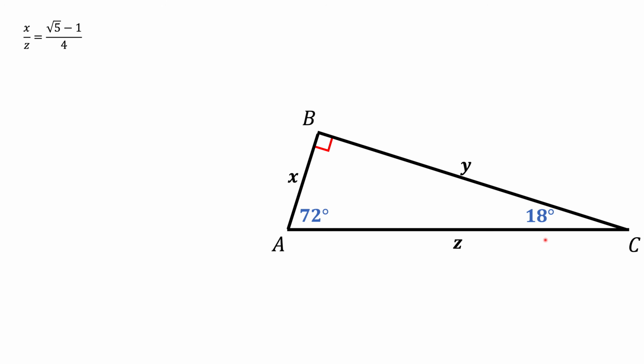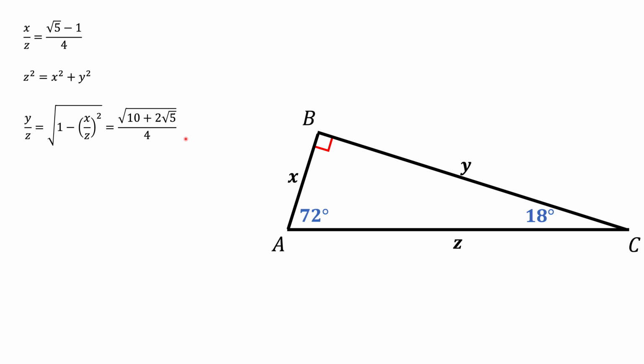So let's go back to our original triangle. Now we know the ratio of x to z. Now if we want to find the ratio of y to z, that's easy to do. We know Pythagorean theorem that relates the z, x, and y. We divide both sides of this equation by z squared, rearrange the terms, and we can find y over z as this expression. And really, that's pretty much all we need to know.